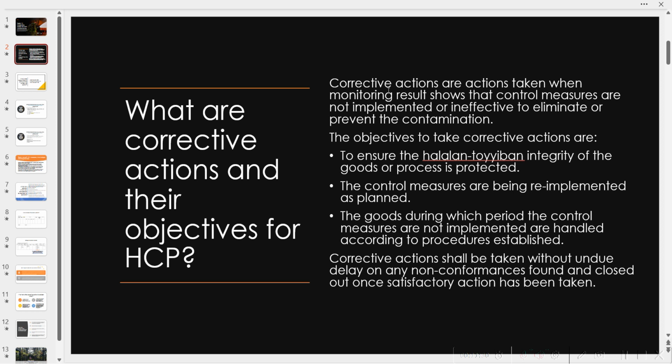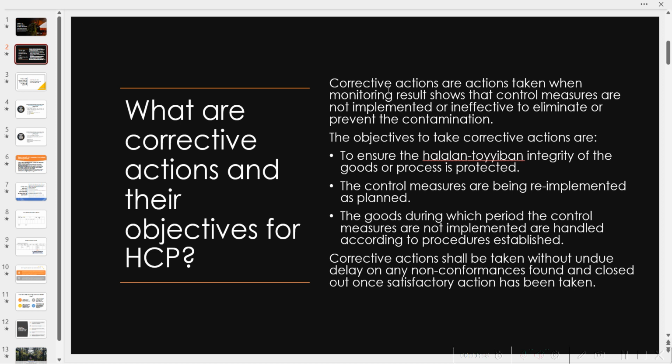I think we will look later at an example. So the aim of having this corrective action, langkah pembetulan, apa tujuan dia? Okay, to ensure halal toyiban is being implemented. To ensure halal toyiban integrity of the good or process is protected. Control measures are being re-implemented as planned. Right? If the control measure is not effective, we carry out corrective action to re-implement the control measures.